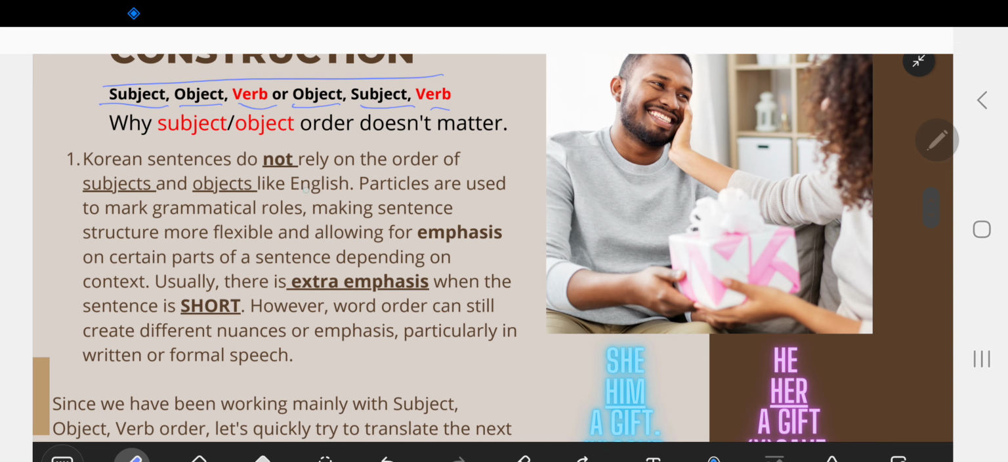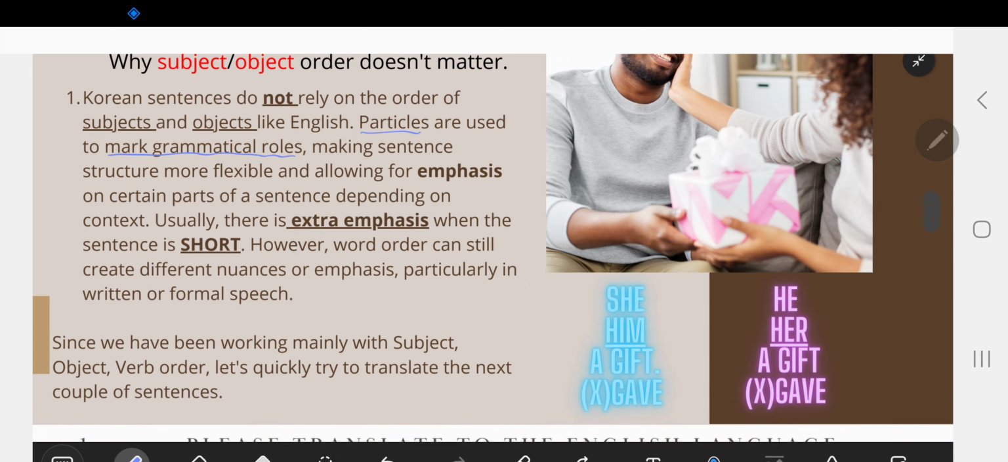So Korean sentences do not rely on the order of subjects and objects like English. Particles are used to mark grammatical roles, making sentence structure more flexible, and allowing for emphasis on certain parts of a sentence depending on context. Usually there is extra emphasis when the sentence is short. However, word order can still create different nuances or emphasis, particularly in written or formal speech.